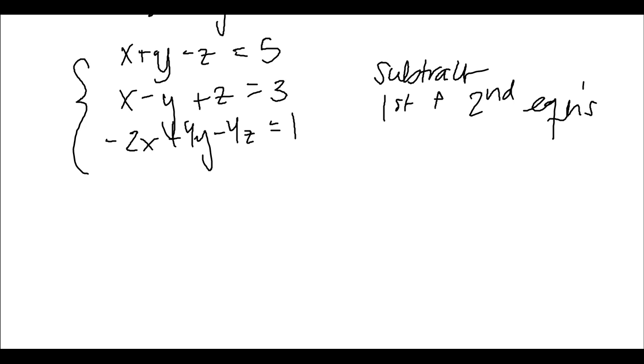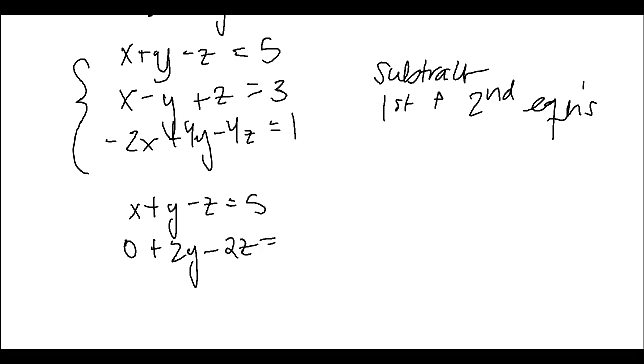Okay, so when I do that, this is what I get. The first equation stays the same. The second equation, I get, let's see, x minus x is 0. I have y minus negative y would be 2y, right? And then negative z minus z would be negative 2z. And then 5 minus 3 is 2. Okay, and then I still have the same equation below that.